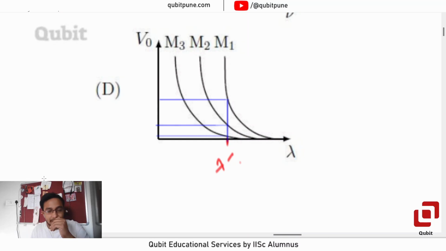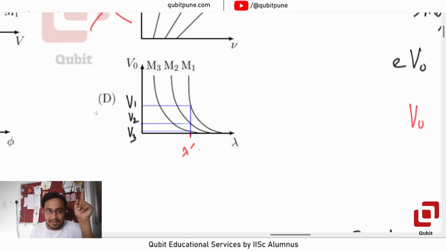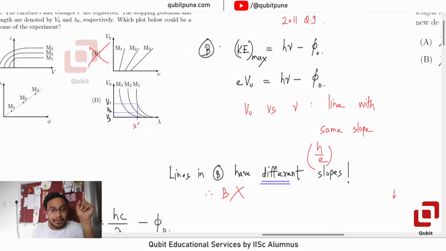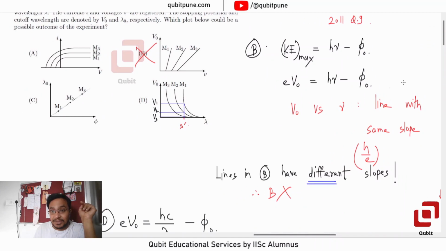Now look, the third curve, the one that is this one, is going to give me V1, the stopping potential for 1. Then this is going to give me the stopping potential for 2, and the bottom one is going to give me the stopping potential for the third one. You clearly see that V1 is greater than V2 is greater than V3 as far as the graph is concerned. But does it meet the requirements that the problem poses?